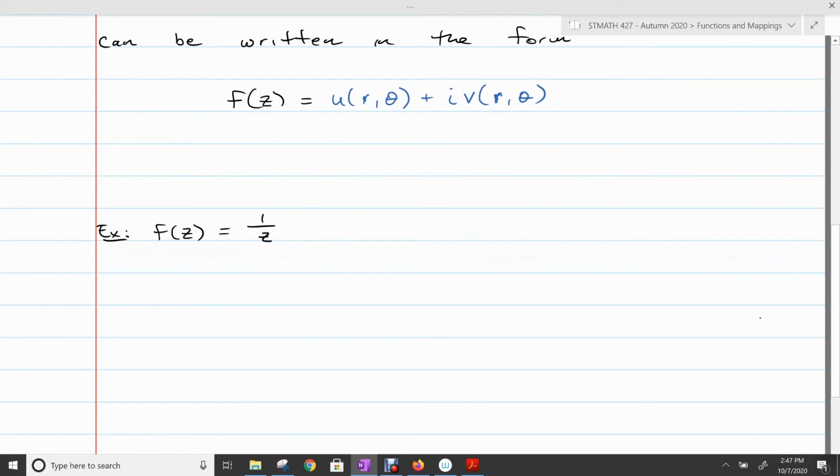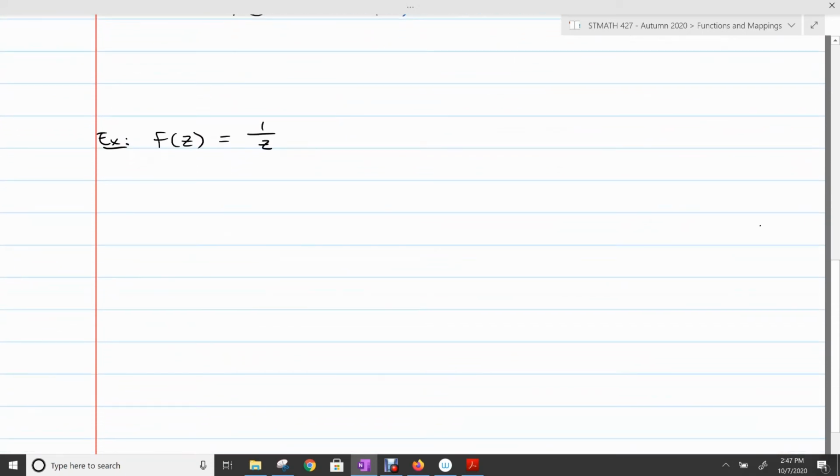So let's do this for f of z equals 1 over z. Now we have already done f of z equals 1 over z in rectangular form. Here I want to express its real and imaginary parts in terms of r and theta. This turns out to be pretty easy though.